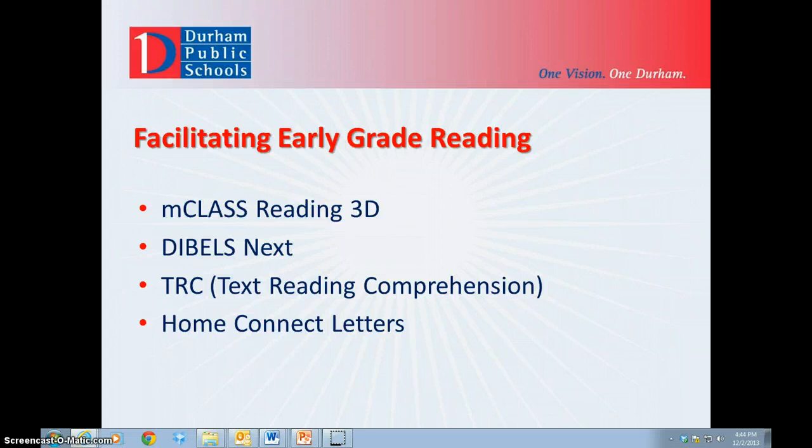The DIBELS Next assessments are short 60-second assessments that give a pulse check on the student's development in the area of reading. These assessments may include first sound fluency, letter naming fluency, phoneme segmentation fluency, nonsense word fluency, and DIBELS oral reading fluency, sometimes called DORF.